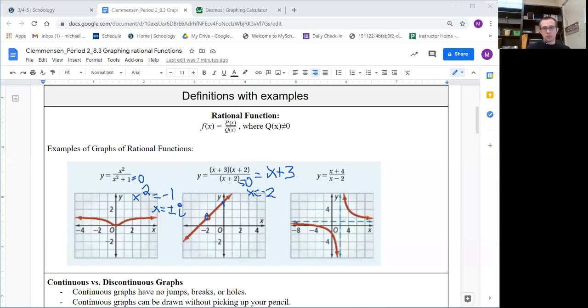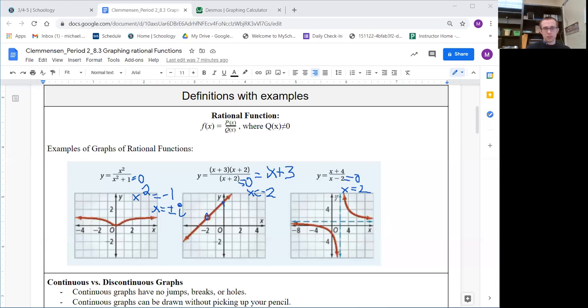The last one over here is what happens when we have something that doesn't cancel out. You'll see the x minus 2 does not cancel out with the numerator above. So when I set that equal to 0 and solve, I get x equals 2. And so we will have what's called an asymptote right here.